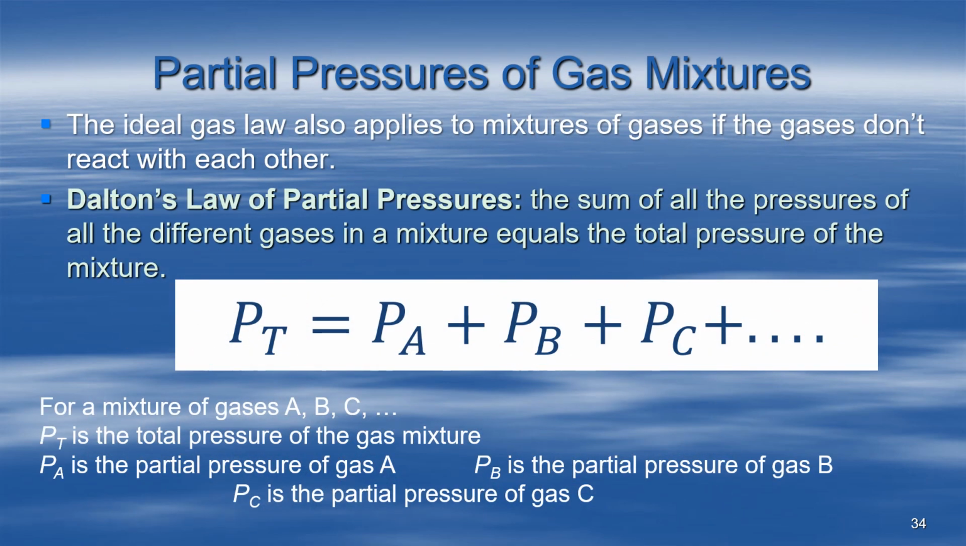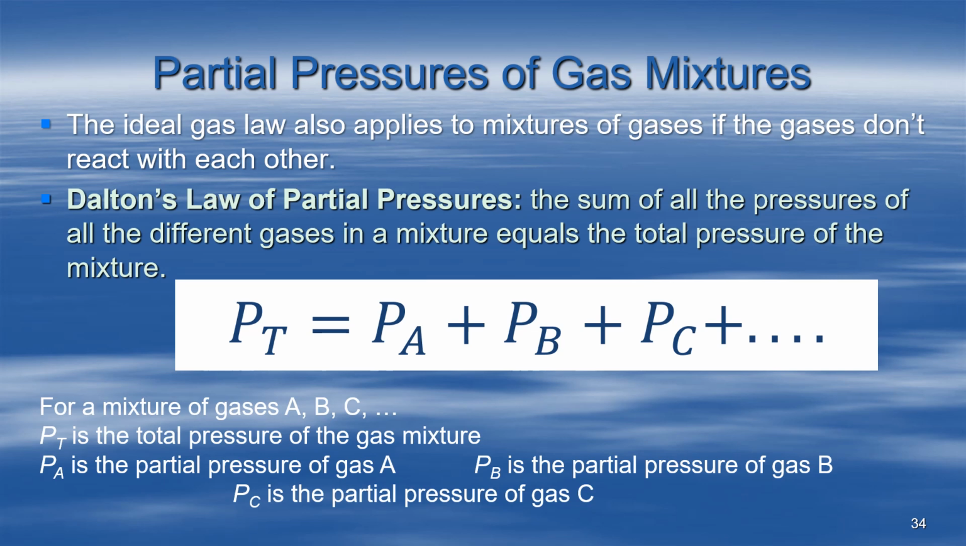Okay, let's talk about partial pressures. Partial pressures are an interesting thing that's not going to be the same for liquids or solids, but it works really well for gases. So we can actually use the ideal gas law for mixtures of gases as long as the gases don't react with each other. Dalton's law of partial pressure says that if you have a bunch of gases all in the same container, then if we take the pressure of each gas and add them all together, we'll get the total pressure.